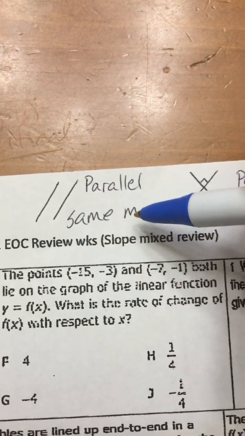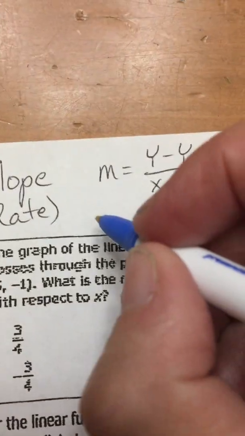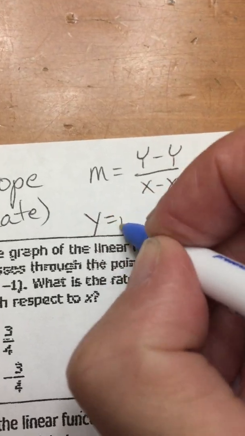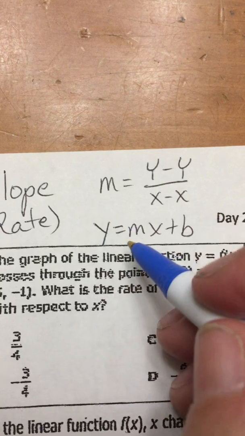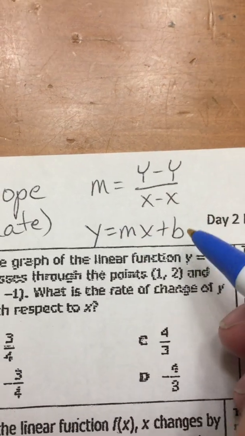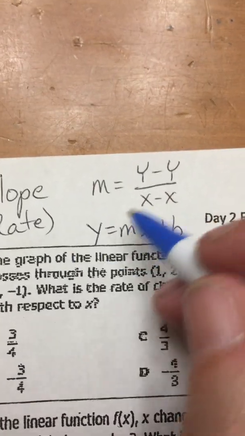M is your slope. Also on the reference sheet, just to remind you, they tell you y equals mx plus b. So hopefully when you see this on there, you remember that m is your slope and b is the y-intercept. So when it's in this format, you can see the slope number right there.